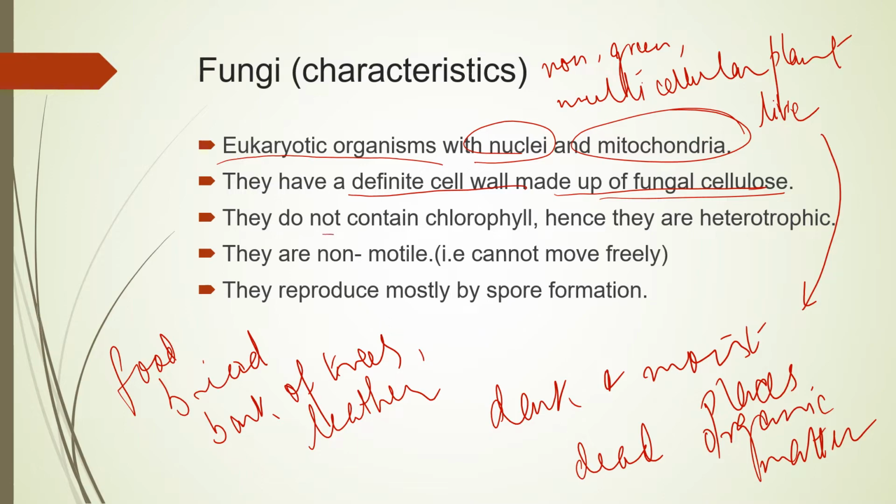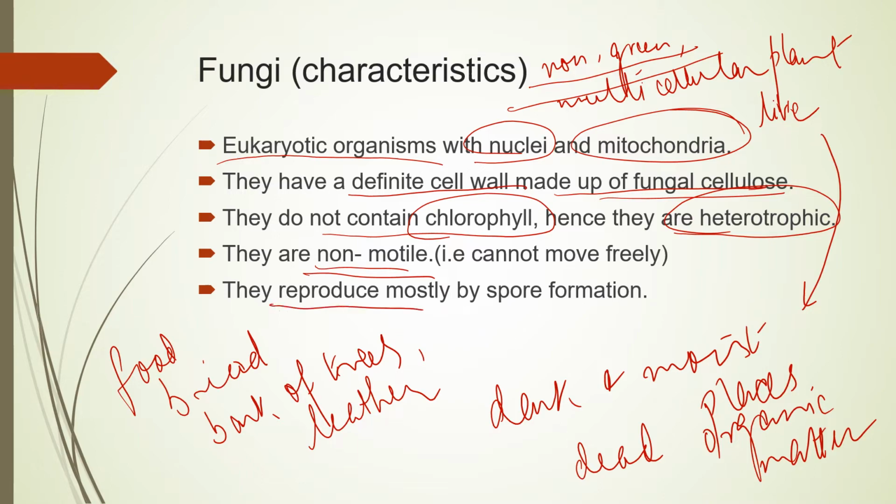Now these fungi do not contain chlorophyll. As they do not contain chlorophyll, they are non-green in nature, right? And as they have no chlorophyll, they are heterotrophic. If they had chlorophyll in them, they would be able to produce their own food, so they would have been autotrophic, but in this case they are heterotrophic. They are non-motile and cannot move freely from one place to another.